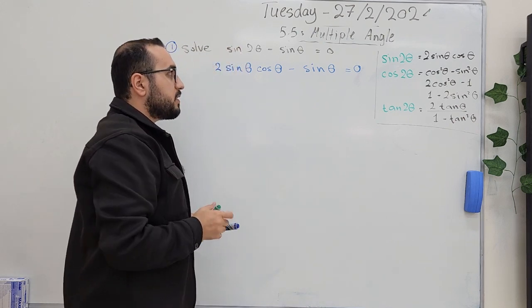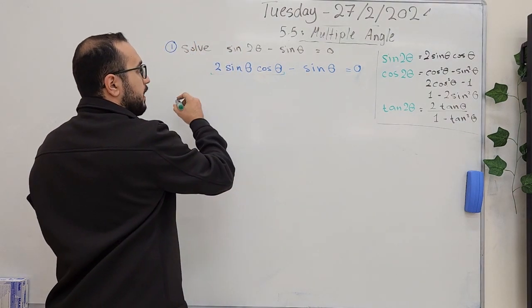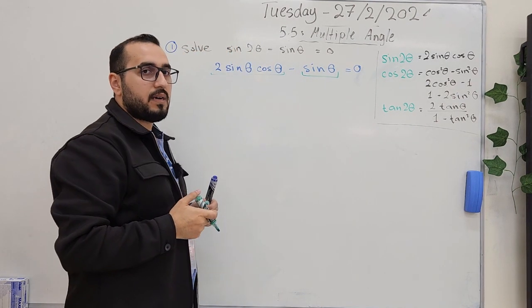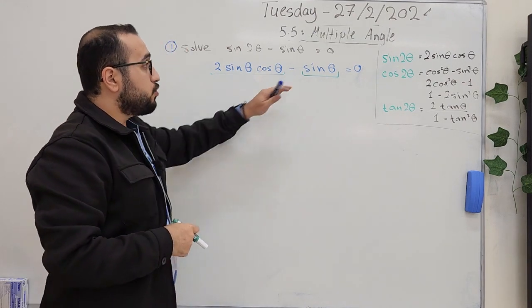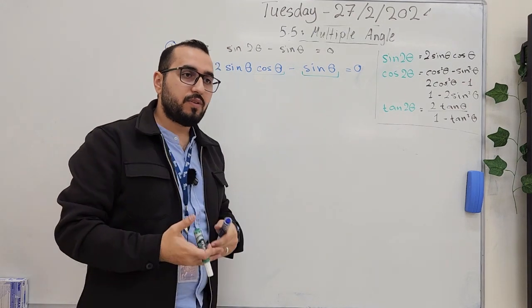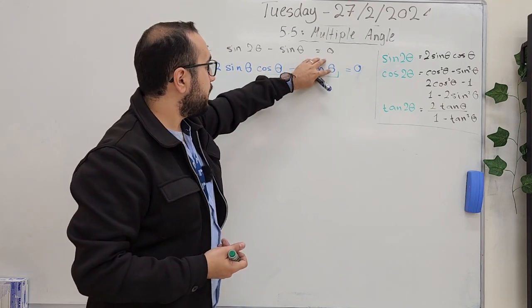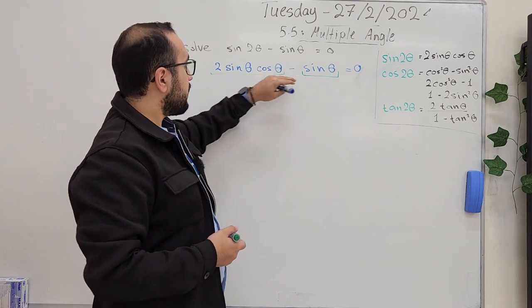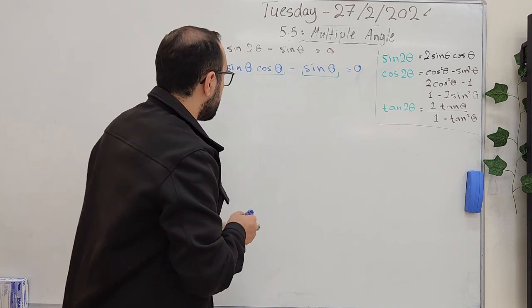Now if you look at this equation, I have two parts. The first part here is 2 sine theta cosine theta, and I have this part, sine theta only. If you look at this equation, do I have a common factor? Do I have the same number? Do I have anything common between this part and this part? Yes, the common thing between this part and this part is sine. So I have to take sine as a common factor outside.